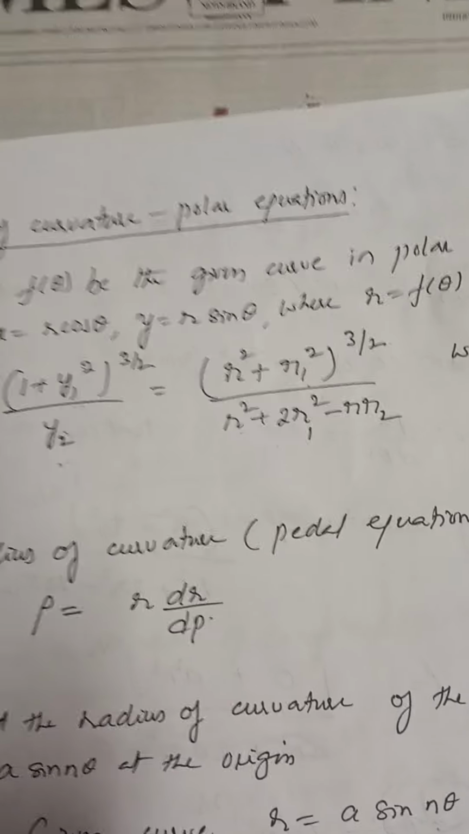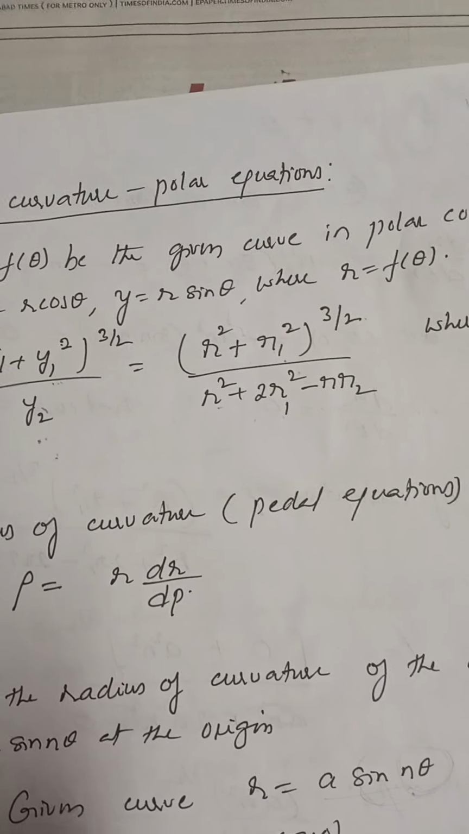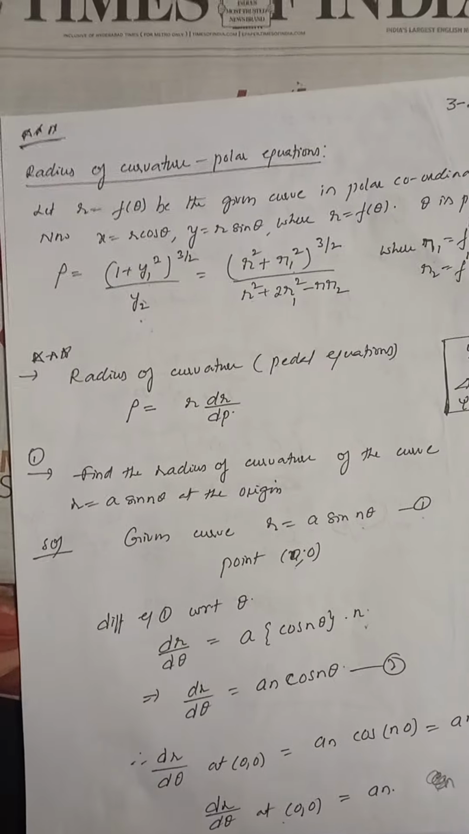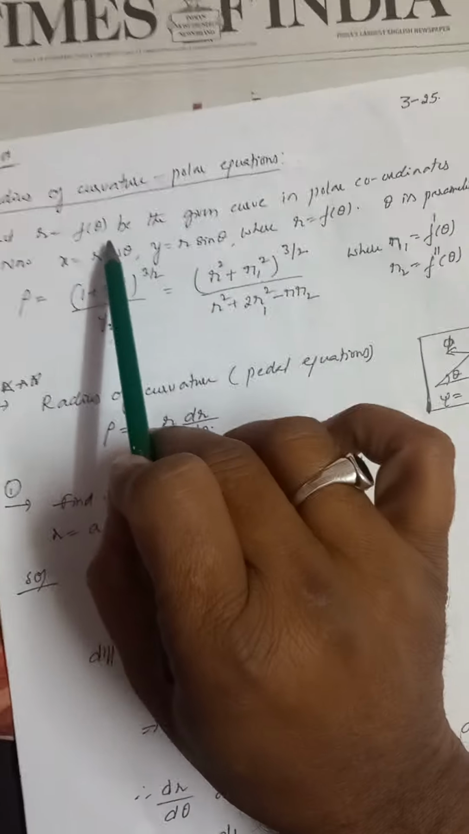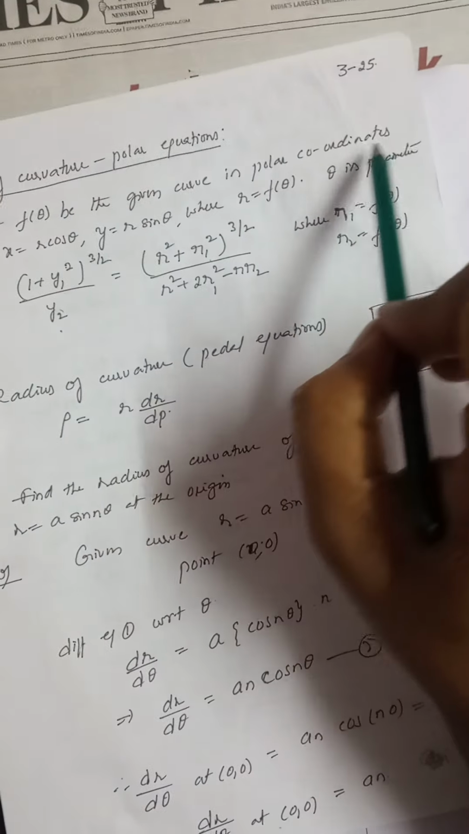Good morning, students. Now, the next topic is radius of curvature when polar coordinates are given to you. Polar coordinates system means the given equation is in r and theta. Let r is equal to f of theta be a given curve in polar coordinates.